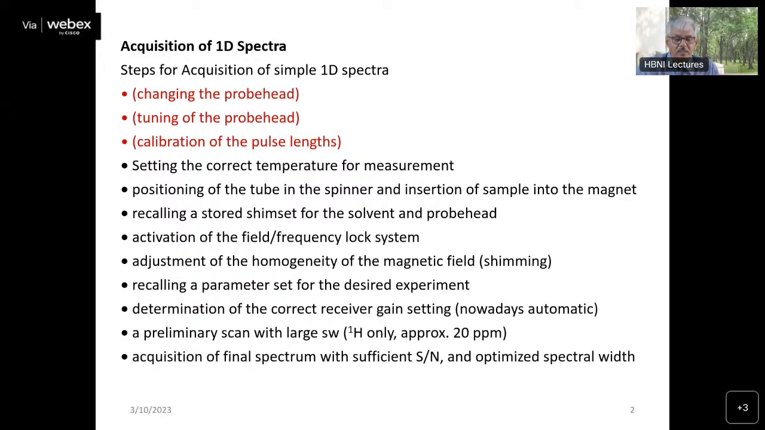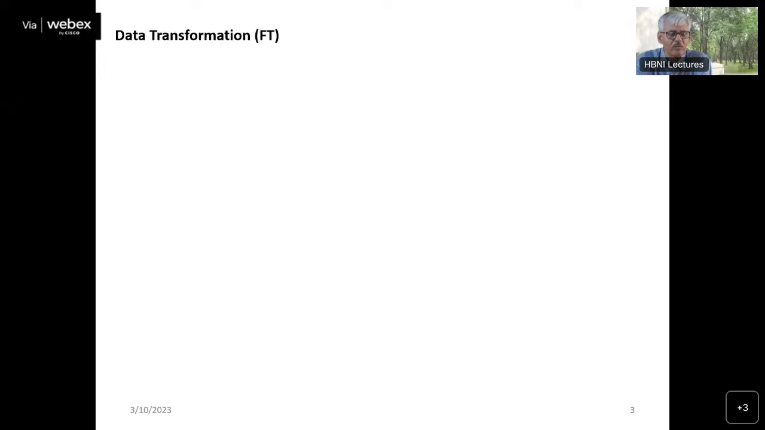First, you have to put the sample in, maintain and adjust the temperature, call the shim set, then do the shimming, adjusting the homogeneity. Finally, you do a preliminary scan with a large spectral width, and then you decide your final parameters, including spectral width, to get a spectrum with sufficient signal to noise ratio. So today we will continue with that.